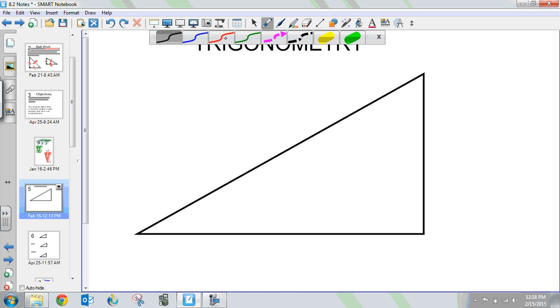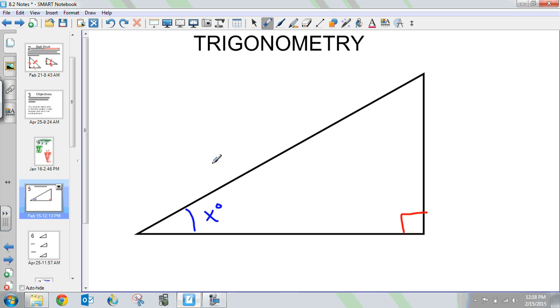So the first thing that I'm going to do here is label this right triangle. This angle here is a 90-degree angle. I'm then going to call this angle down here x degrees. Okay, we don't know what it is. And let's label the sides of this right triangle.